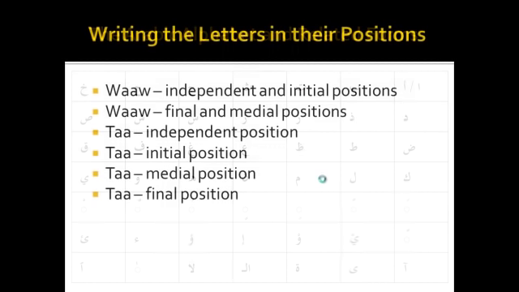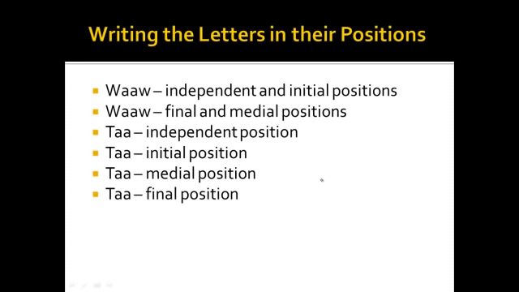Now let's look at the different forms of each letter. So the wow here has 2 forms out of the 4 positions. We have the wow which is in the independent and the initial positions, which looks like this. And we have the wow in the medial and the final positions, which looks like this. Notice that the wow here connects to a previous letter.